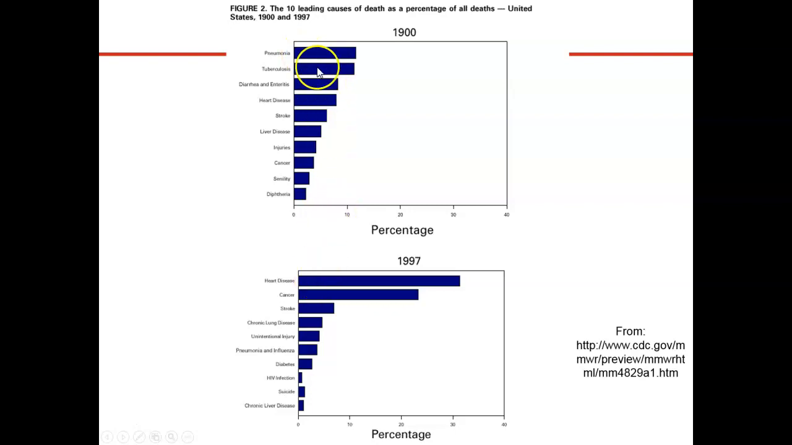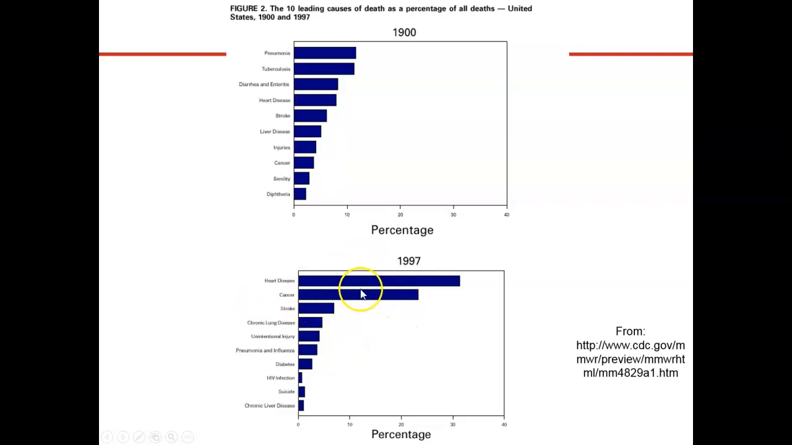Down here it's heart disease. The second most common cause of death was tuberculosis, another respiratory disease. Second most common cause of death now is cancer. Then we had diarrhea and enteritis. Diarrhea isn't even on this list. So the first three were all caused by microbes in the 1900s.